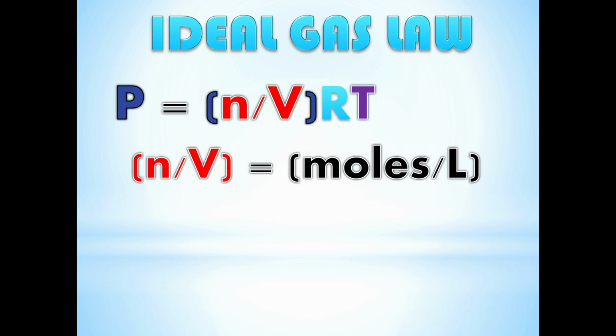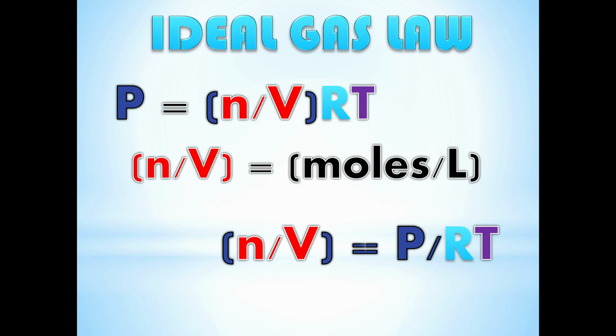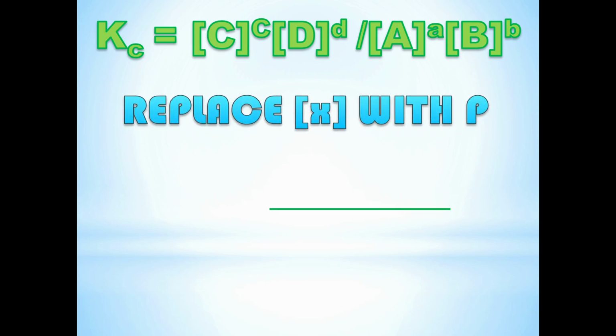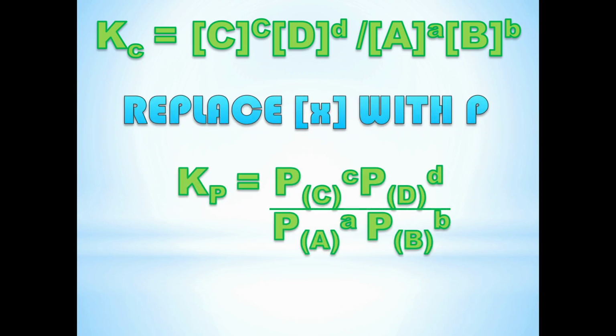So pressure is related to molarity, or molarity is related to pressure. I just rearranged it and said, this is the molarity, capital M, equals pressure divided by RT. So if I have a K sub C where I have concentrations, I can put pressure in directly. So I could take all of those and replace concentrations with P.